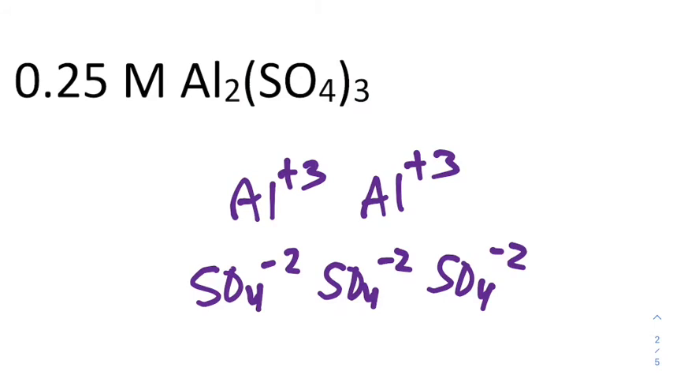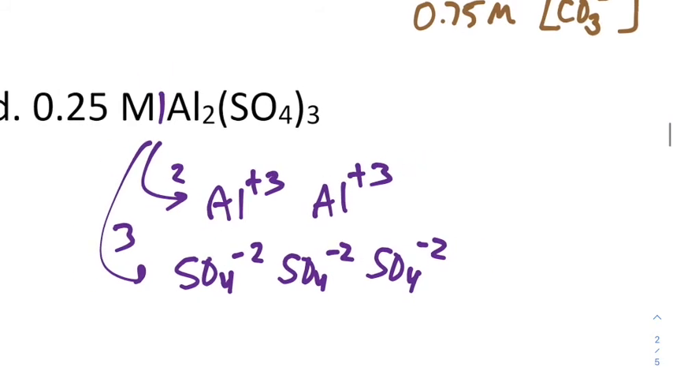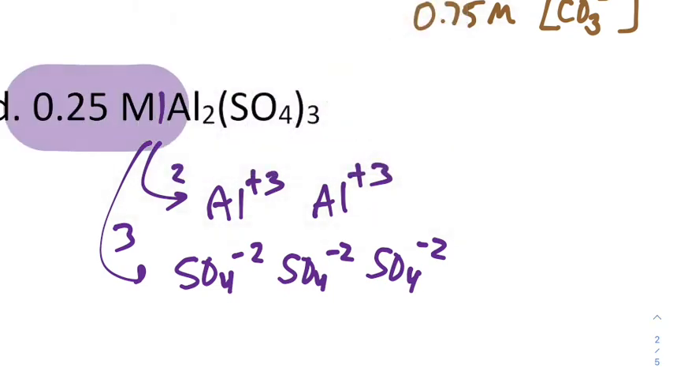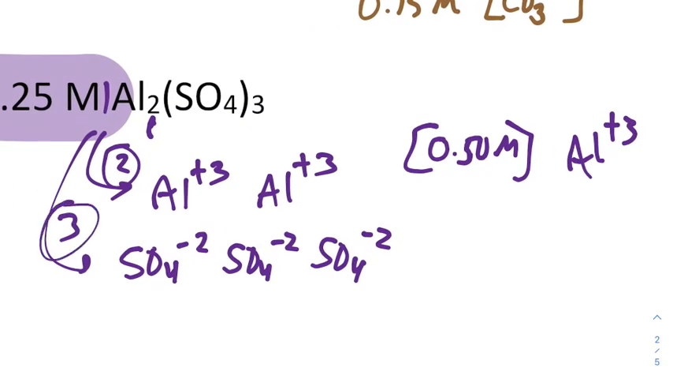So for every 1 of these guys that breaks up, you get 2 of those guys, but you get 3 of those guys. So if it's 0.25 molar in the aluminum sulfate that's here, then you're going to proportionally do the same thing that we did to the bicycles and tricycles and unicycles above. Your aluminum is going to be twice that, because again there's 2 of them there, so it's going to be 0.50 molarity for the aluminum ions, and the sulfate is going to be 3 times that, so that's going to be 0.75 molarity of the sulfate.